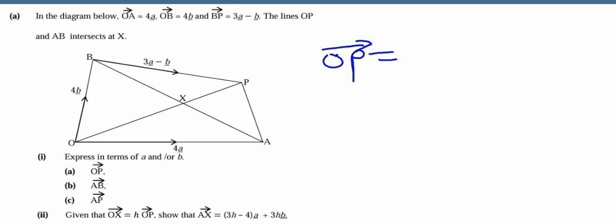Suppose we choose this root here where we are going to say OP directly. Do we have vectors here? We don't have.